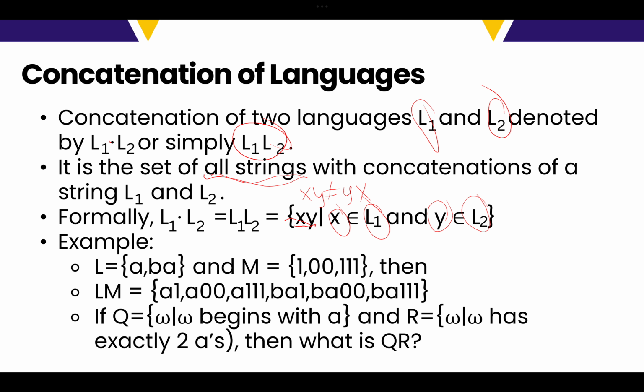Okay, so we will have some examples here. Our L equals A, BA, so those are its strings. And we have language M, that is 1, 00, and 111. Then, if we concatenate them, L and M, we attach them. Then, how do we concatenate?